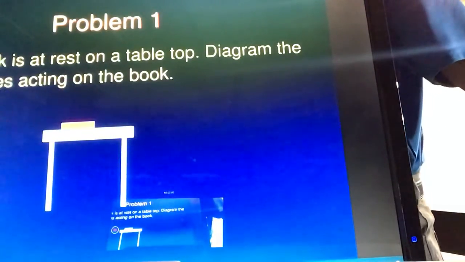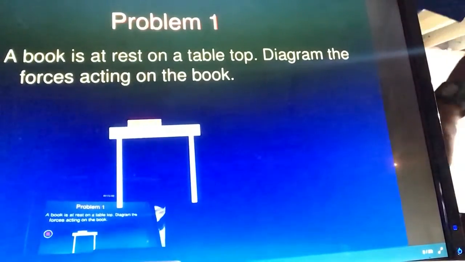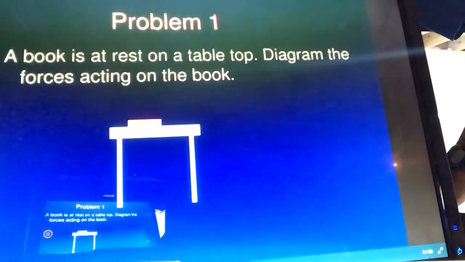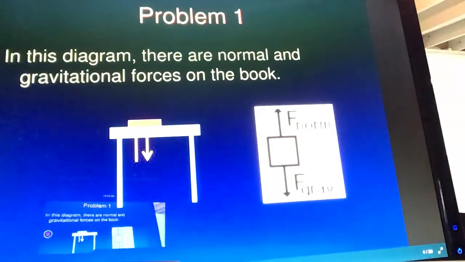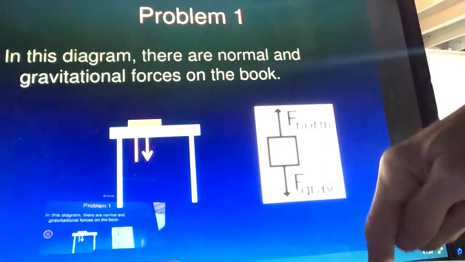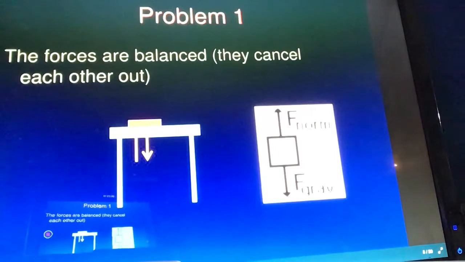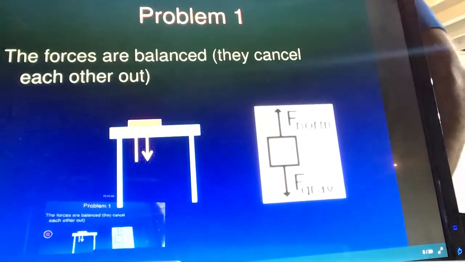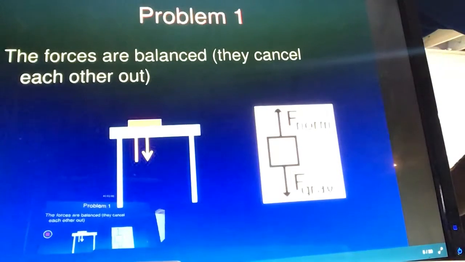Here's your book on a table. All right, typical book on a table. It's at rest on a table, and that's what it would look like. You've got F norm pushing up, F grav pushing down. It's not in motion. That's how you would draw a free body diagram of a book on a table. The forces are balanced, so there's no motion up and down in that case.